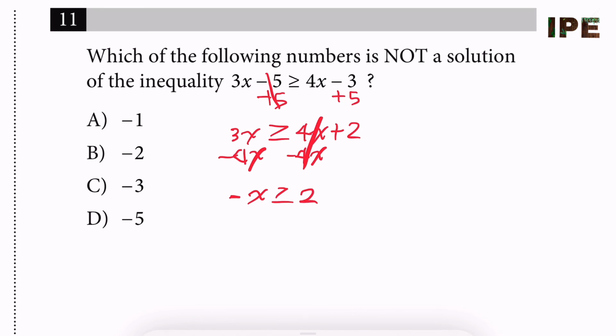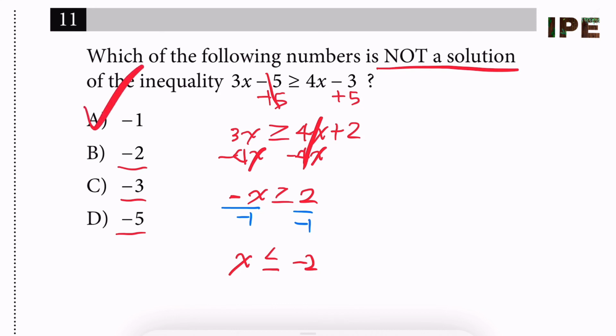And then you divide by negative 1 on both sides to get x. So is x greater than or equal to? No, because we divide by a negative number, it has to be less than or equal to negative 2. So negative 2, negative 3, negative 5, all these numbers are less than or equal to negative 2. But negative 1 is not less than or equal to negative 2, right? It asks which number is not a solution. That's why negative 1 is not a solution.